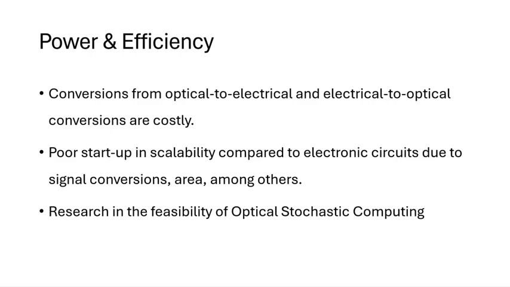There is poor startup and scalability compared to electronic circuits and hybrid circuits due to signal conversions, area, and other issues. Most optical improvements struggle to beat electronic circuits in small-scale limited applications, such as Pixel's all-optical network in the 1-bit per lane situation, in part due to costly signal conversions as mentioned above.